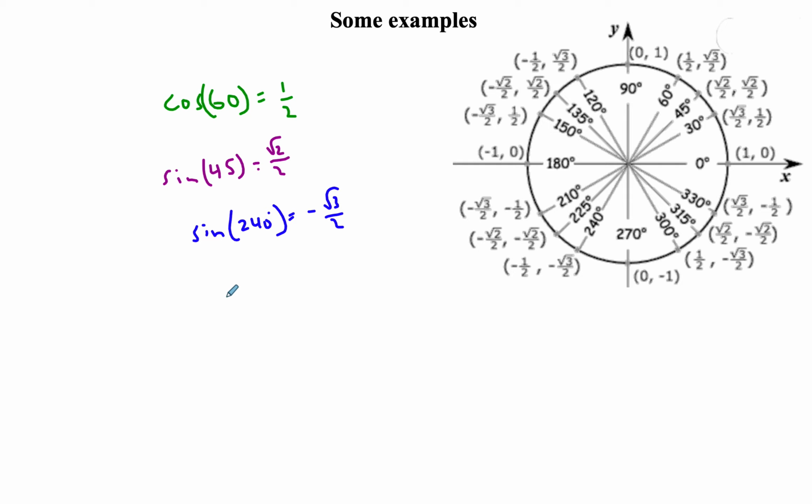Okay. So what about the cosine of 180 degrees? Is that possible? Sure, it's an angle between 0 and 360. So that would be the x value, so it would be equal to -1.